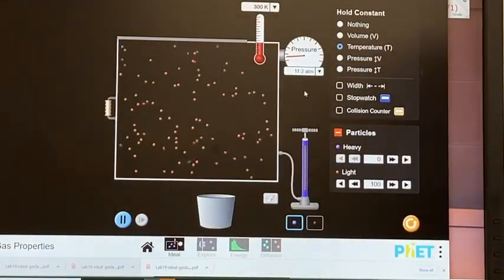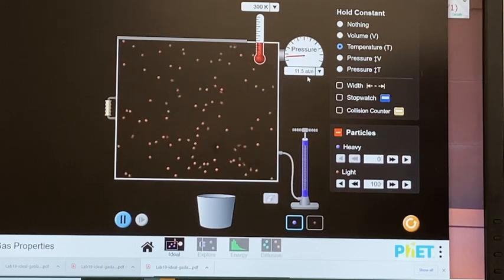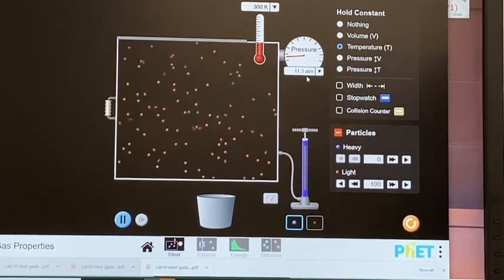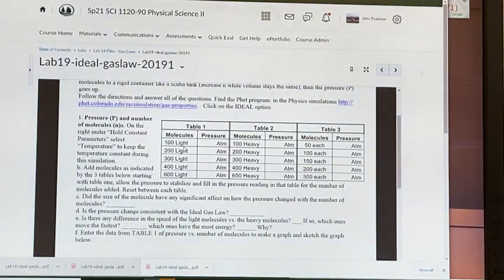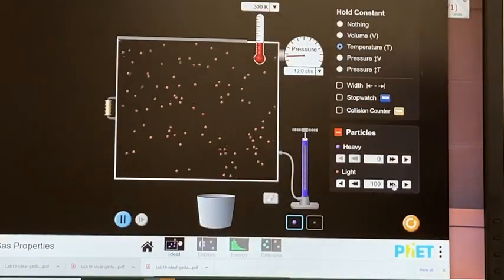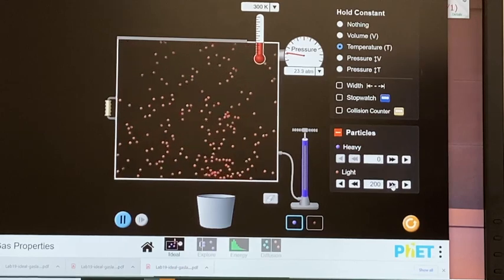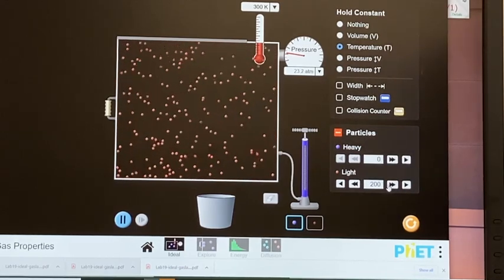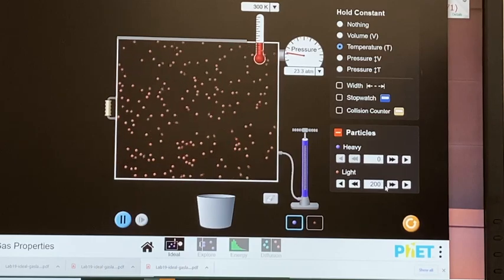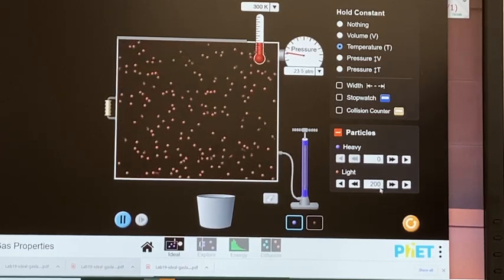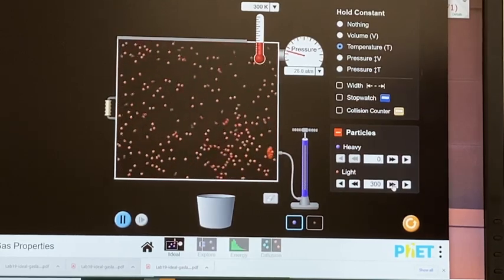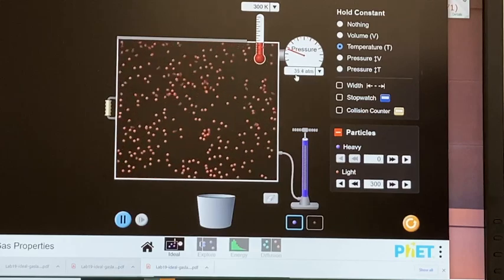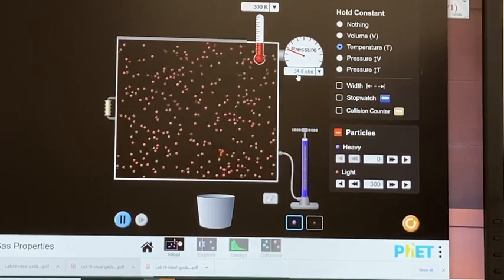All right, so the pressure is 11.4 atmospheres. Then we're going to increase it to 200, 300, 400, and 600. So you go to 200, and that's at 23.6 or so. Then we're going to go to 300. If you look on here, you can see that.